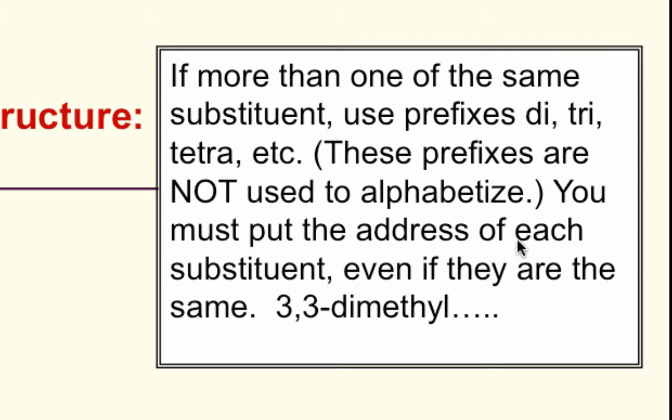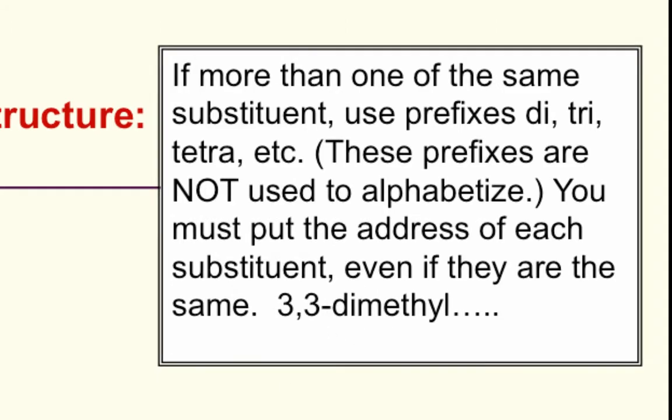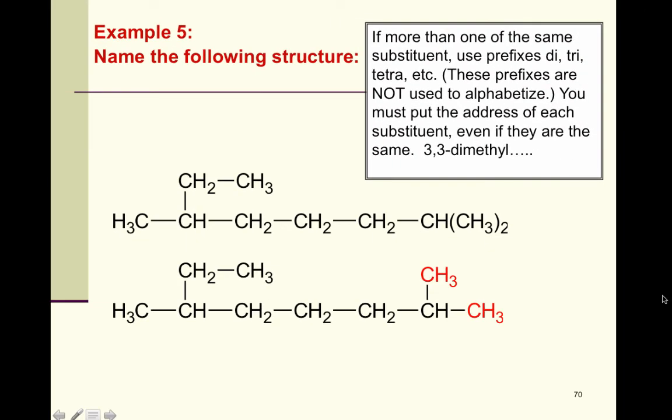And again, you must put the address of each substituent even if they're the same. Now, this isn't a 3,3-dimethyl. This is just the one we're answering, but this gives you an example. I have 2 methyls, that's what the di is telling me, and they live on carbon 3 and 3. That's just an example. Again, that's not this name here. So we already took a look at this. We saw that we had 2,6-dimethyl octane. So that would be the complete name of this one.